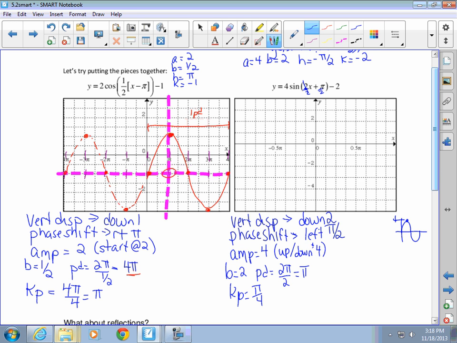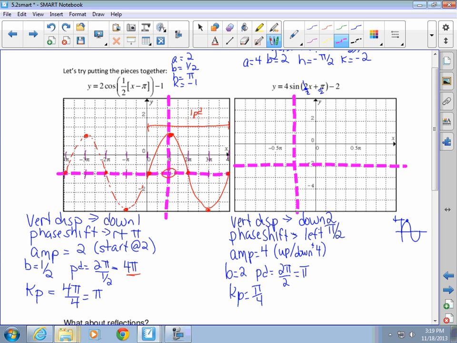Okay, so if I first do my vertical shift, or vertical displacement, and phase shift, down 2. So instead of being at the 0 there, it's going to be there. Phase shift left pi over 2. So this is negative 0.5, so that's a half pi. So pi over 2 left will be right here.